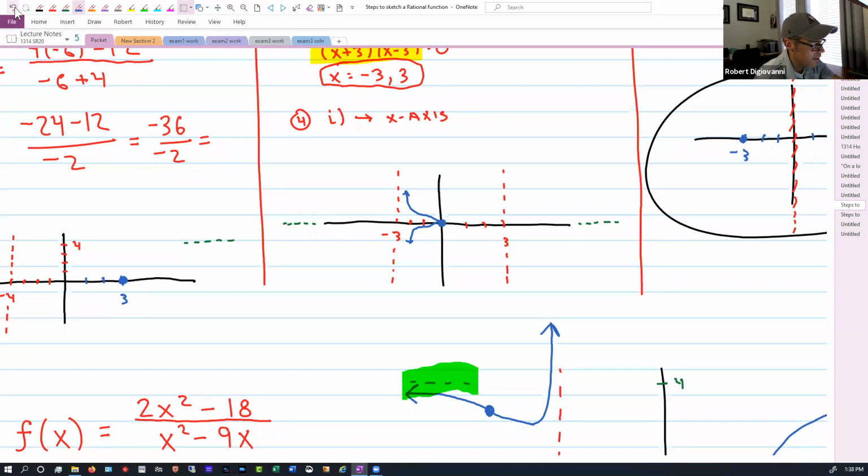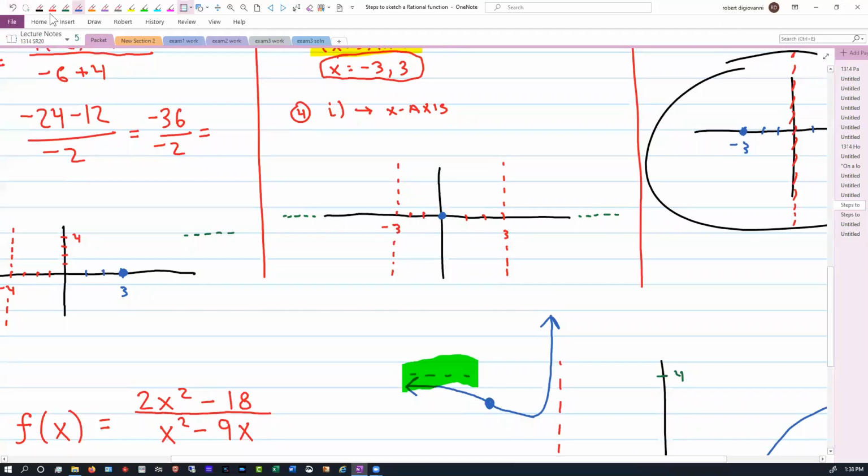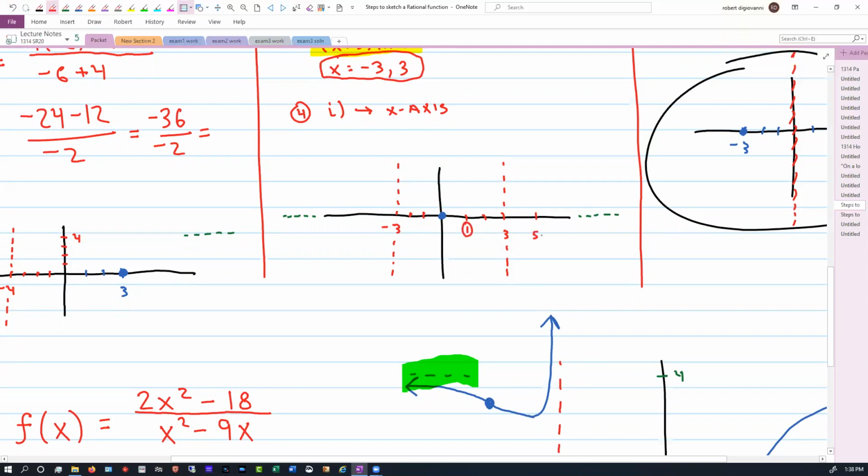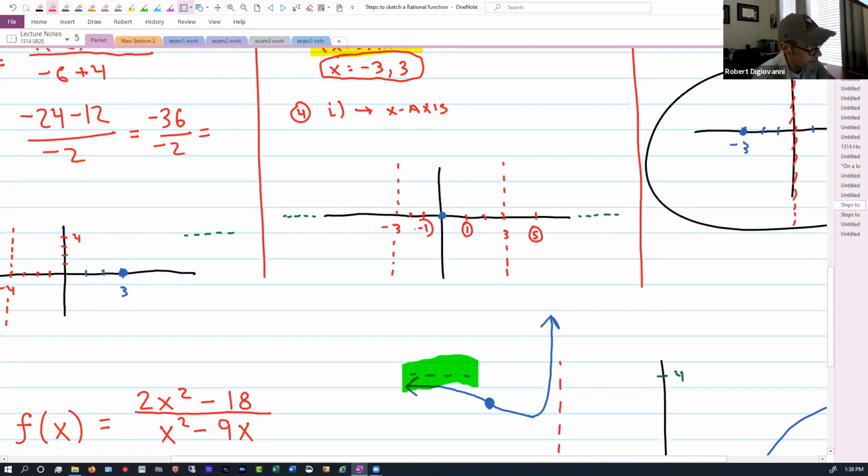Yeah, if I were doing this problem, I would pick a test point of 1, and I'd pick a test point probably of 5. And then I'd pick a test point of -1. Notice I'm circling my test points. That way they stand out, and then I could plug in -5 here. And that way I've got 4 good test points.